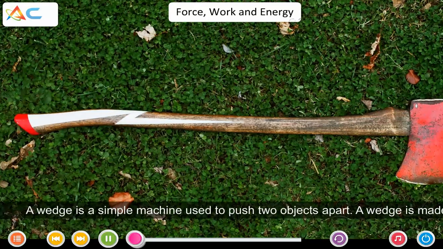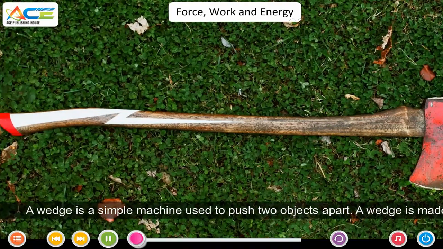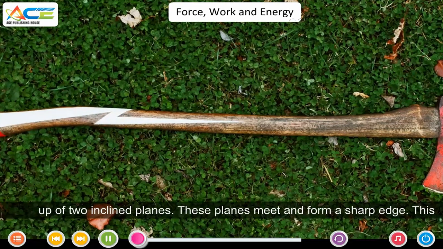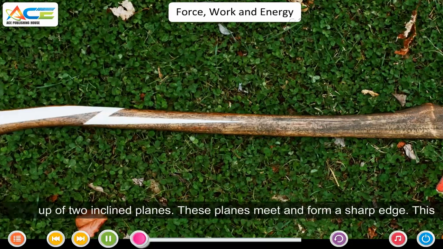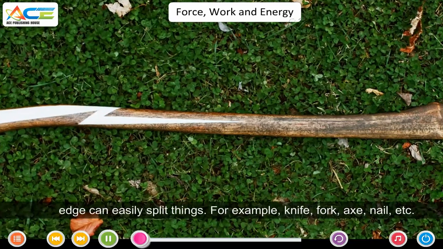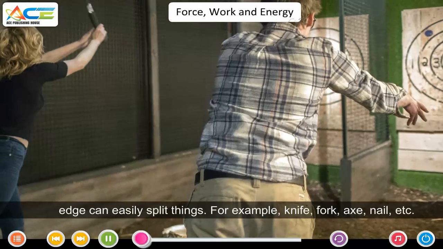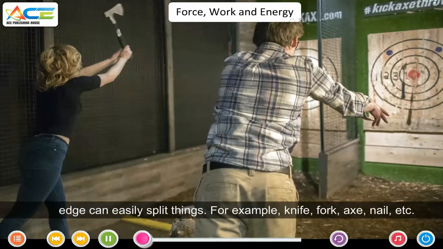Wedge. A wedge is a simple machine used to push two objects apart. A wedge is made up of two inclined planes. These planes meet and form a sharp edge. This edge can easily split things. For example, knife, fork, axe, nail, etc.